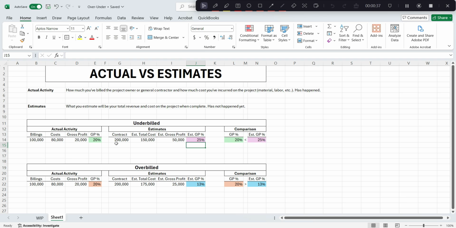Now, when we compare these two gross profit amounts, actual versus estimate, we notice that the actual is less than the estimate, meaning we are underbilled. We did not bill enough to recognize the estimated gross profit. So what we're going to do is increase revenue and increase the underbilled asset account. In accounting terms, you would credit revenue and debit the underbilled asset account.